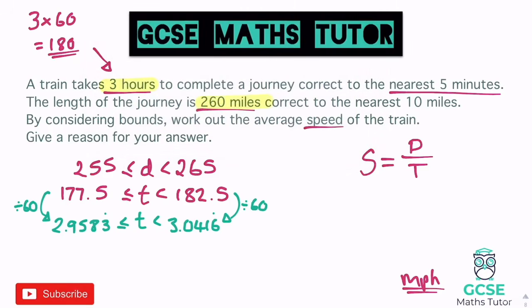So now we've got our error intervals done, we still need to actually go about using this formula. So we've got speed is distance over time. Now let's move that out of the way, let's put that up here. Okay, and we're going to have a look at working this out.